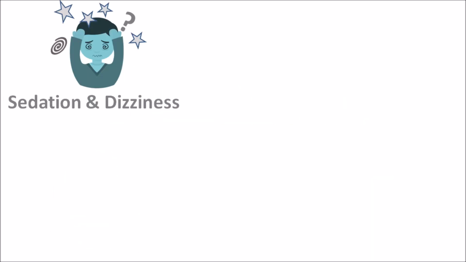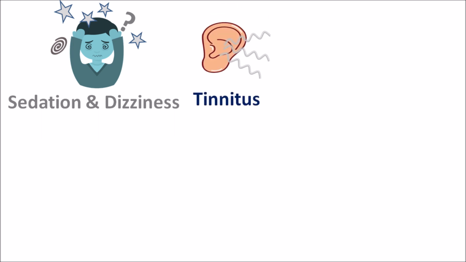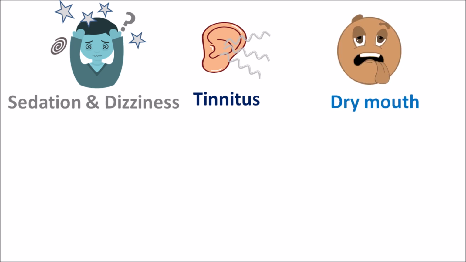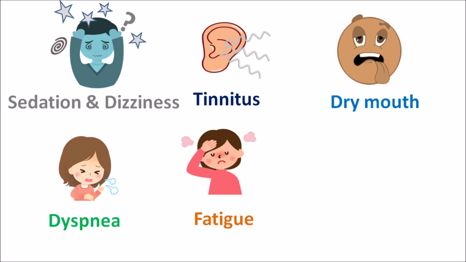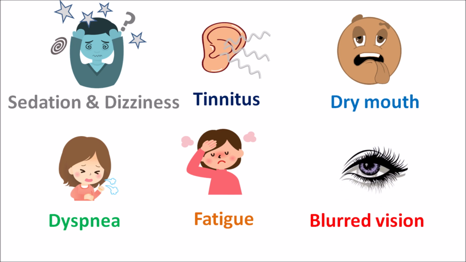What are the side effects? Promethazine mainly produces sedation, dizziness, and confusion. Somnolence and drowsiness are again produced by this drug because of CNS depression. It can also produce tinnitus, some buzzing noise in the ears. It can even produce dry mouth because of anticholinergic side effects. Dyspnea, difficulty in breathing, can be produced because of respiratory depression. Fatigue is another important side effect. It can also produce some blurred vision, again because of anticholinergic side effects.